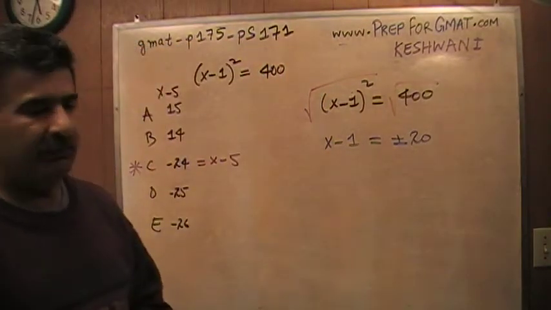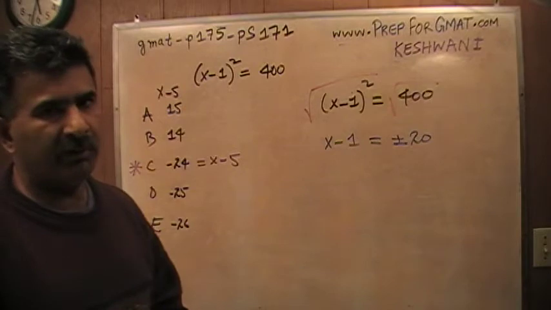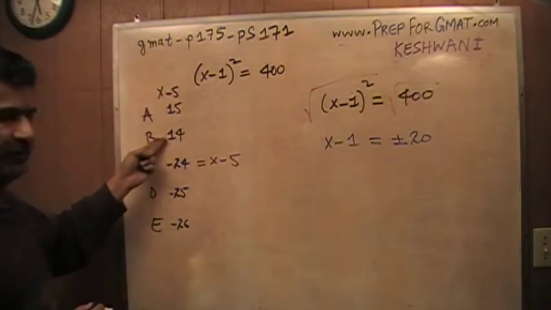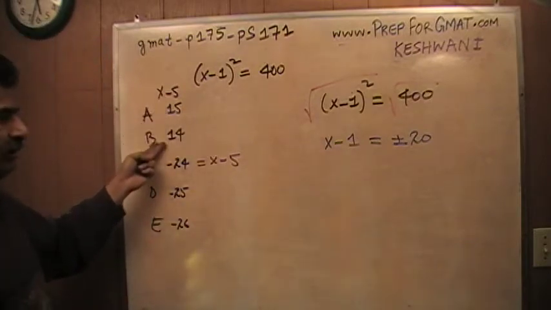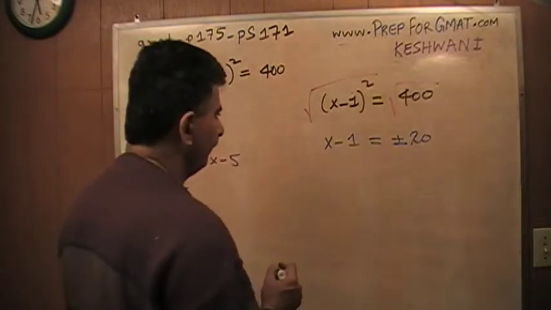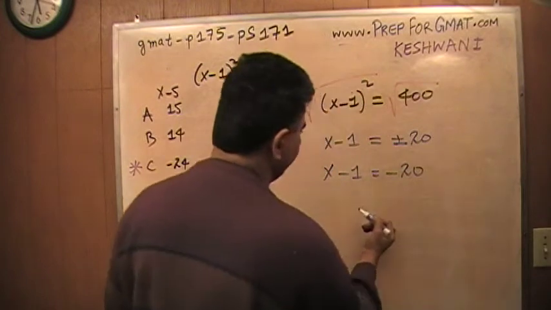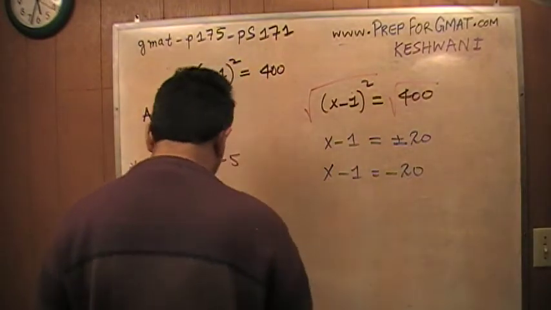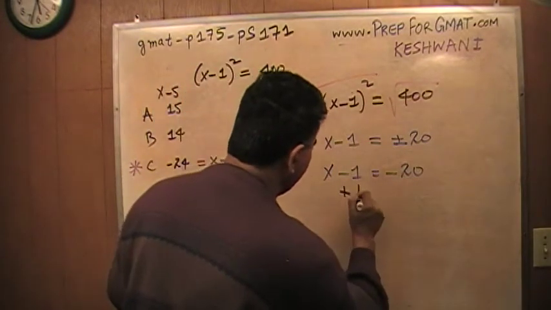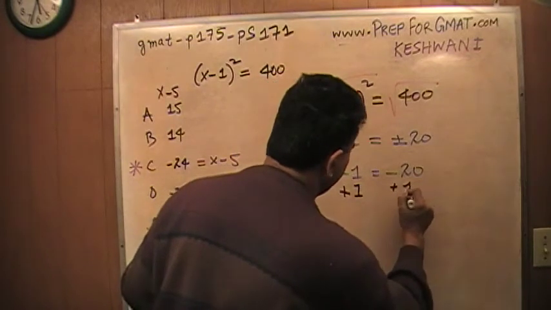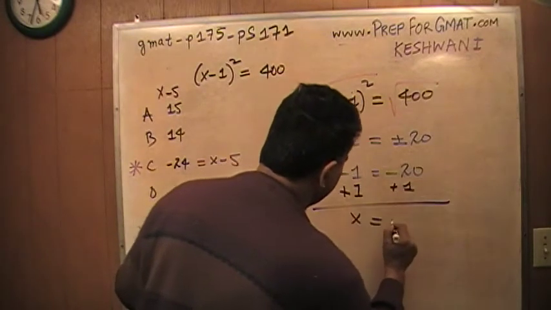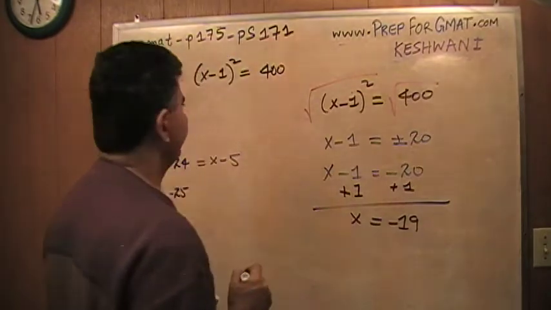I'm not going to waste our time with working out the positive root because we already know the positive roots do not work. These are the only two positive roots here, and I already showed you that neither of them works. Let's try the negative. So x minus 1 equals negative 20. If I add 1 to both sides to solve for x, that tells me that x must be negative 19.